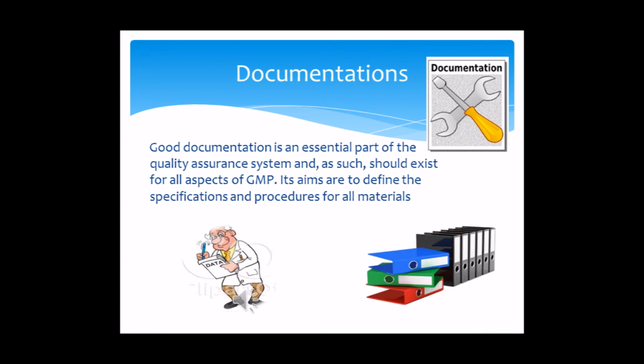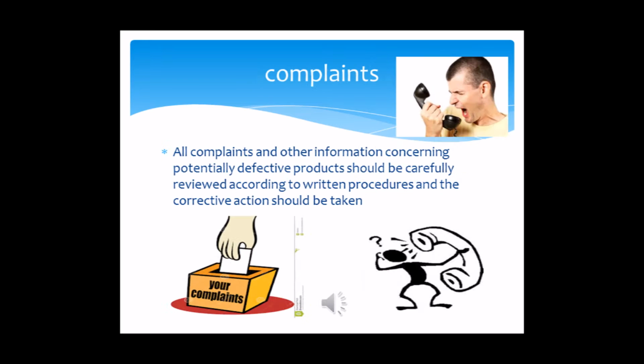Documentation. Good documentation is an essential part of the quality assurance system and as such should exist for all aspects of GMP. Its aim is to define the specification and procedure for all materials. Complaints. All complaints and other information concerning potentially defective products should be carefully reviewed according to written procedure and corrective action should be taken. A person responsible for handling the complaint and deciding the measure to be taken should be designated, together with sufficient supporting staff.